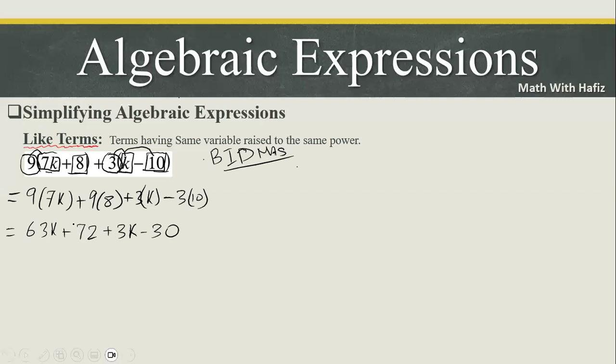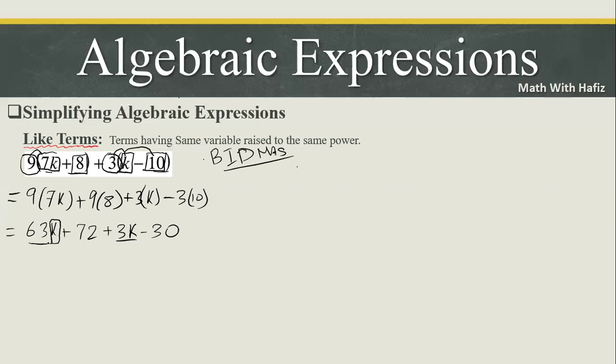Now you have to look at which terms are like terms so you can add or subtract them. Here it's very easy. Which term has a variable? It is k. What is the power of this k? 1. Okay, you have to find any other k which has the power 1, this one. So 3k and 63k are like terms.